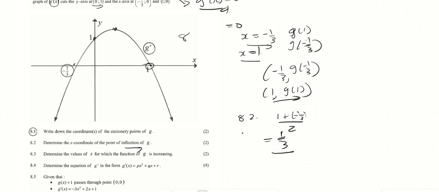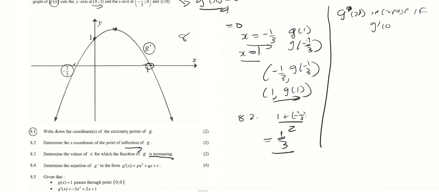The other question says determine the values for which the function g is increasing. Now looking at where g is increasing, g of x increases if g prime of x is greater than 0. Where the gradient is positive, the graph is increasing. Now we're looking at where this is positive.